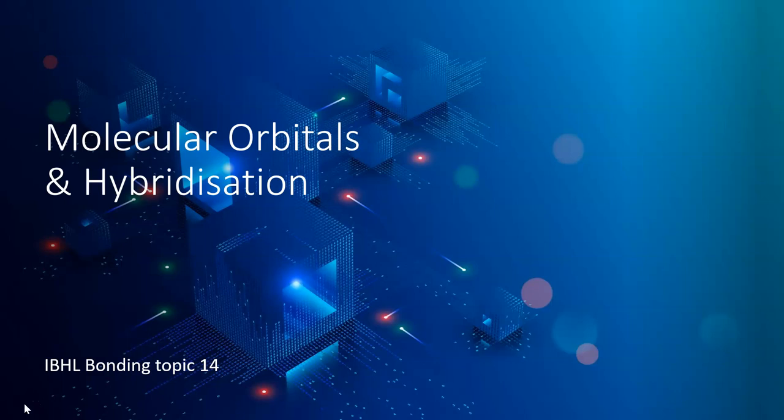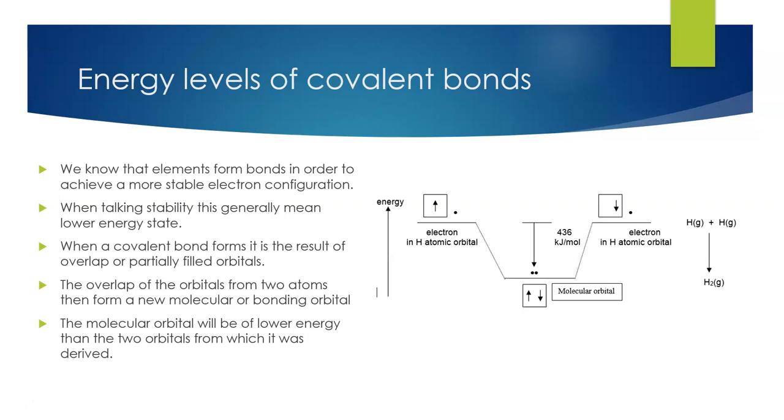Today we're going to be looking at molecular orbitals and hybridization, so looking at those s and p orbitals and taking it just a little bit further. So we know that compounds will form bonds in order to achieve a more stable state, that is, to complete their octet. When we talk stability, this generally means that when things are bonded, they're in a lower energy state than when they're not.